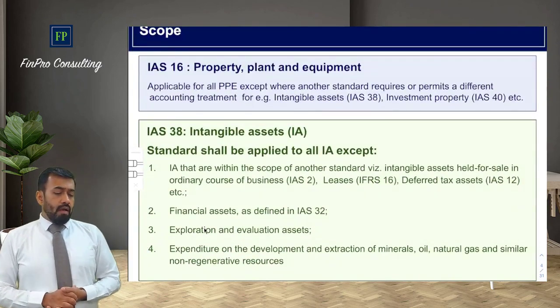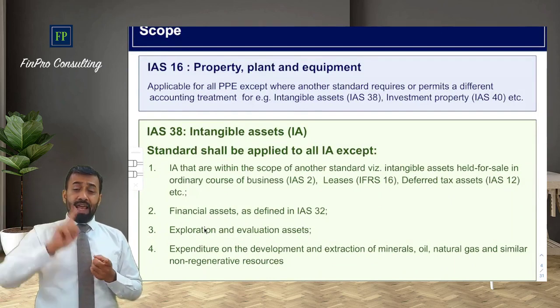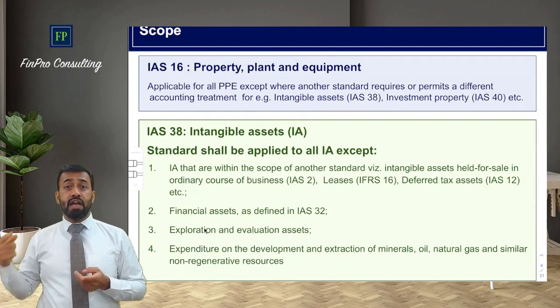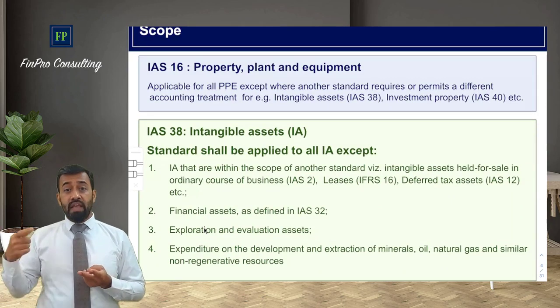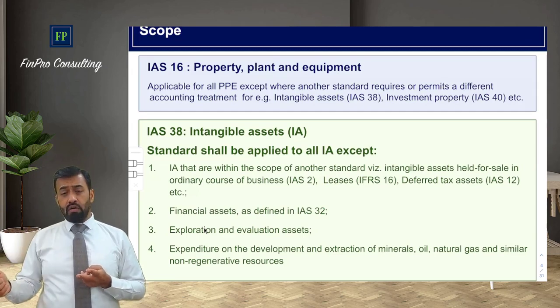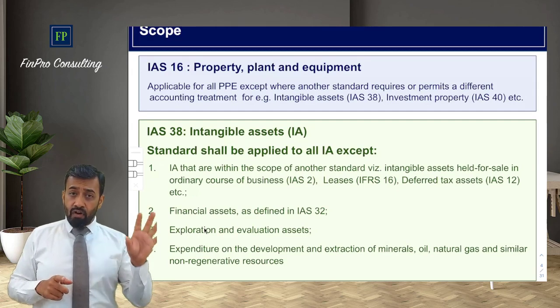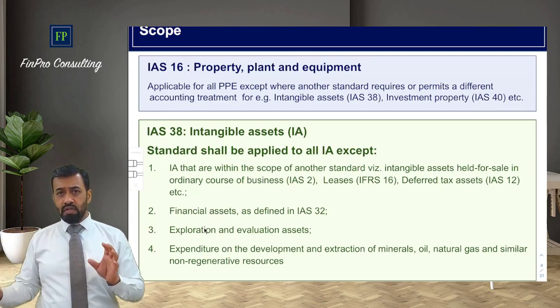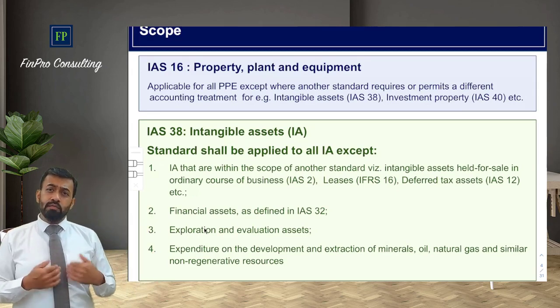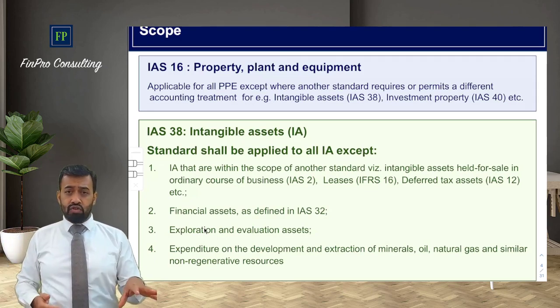Scope. It's very simple. Property, plant and equipment is applicable to all tangible assets except investment property, because there is a separate standard, IAS 40. Even though those are tangible items, the nature and objective with respect to them is different from property, plant and equipment. So there is a separate standard. Intangible items are not covered here. There is a separate standard for the intangible items. So those are excluded.